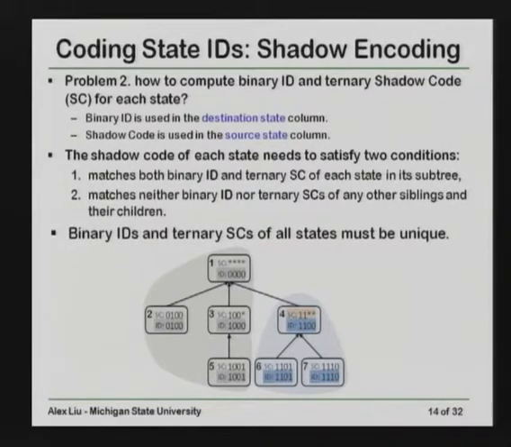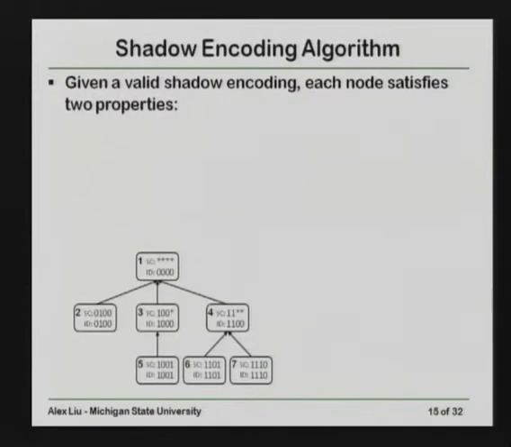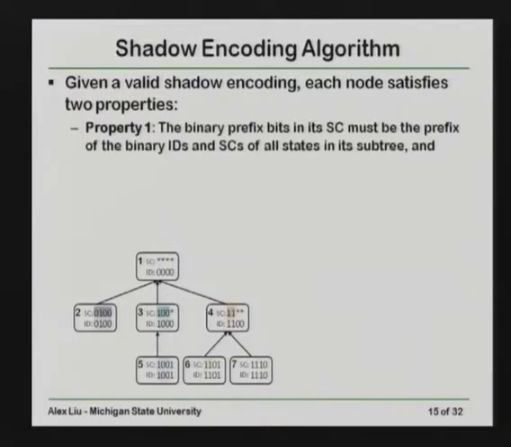And the binary IDs and ternary codes all need to be unique. So given a valid shadow encoding, every node satisfies two properties. One is that the binary prefix in its shadow code must be the prefix of all the binary IDs and shadow codes of all the states in its subtree.